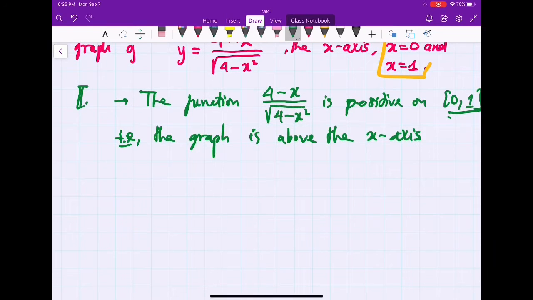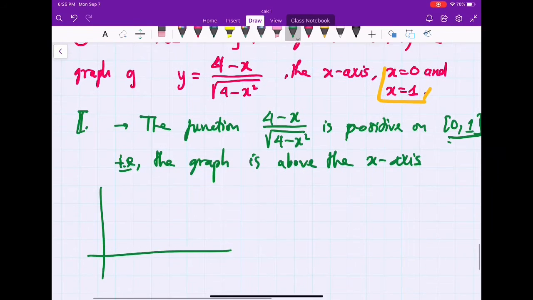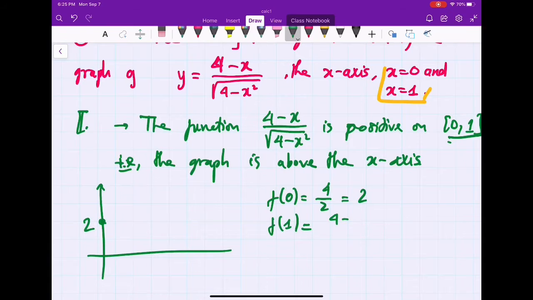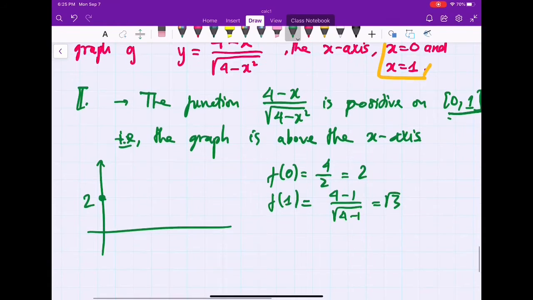So I might have something like this, I don't know exactly, but you plug 0 into the function, you get 4 over 2, so the function value is 2. And you plug 1 into the function: f of 0 is 4 over 2, which is 2, f of 1 is (4 minus 1) over square root of (4 minus 1), which is square root of 3, right? So square root of 3 is less than 2. So I have something like this. Okay, this is 1. The graph looks like this, and this is the region.